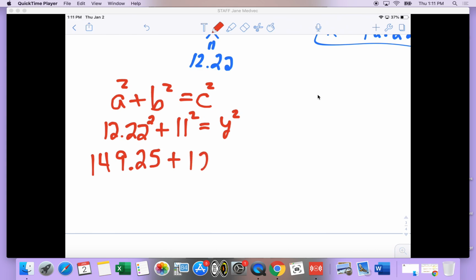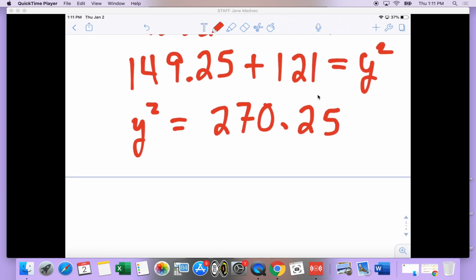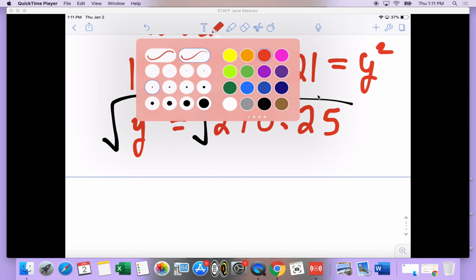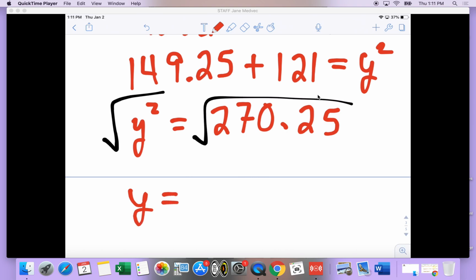Plus 11 squared, 121, equals y squared. Okay, y squared equals, I'm going to add 121. I'll get 270.25. Now, what do we do to get rid of the squared? Very good. Yeah, we're going to square root it. Notice how I'm going to show that. And then we're going to do our calculator magic. So I get y equals, and I'm going to take the square root of that large number, and I end up with 16.439.